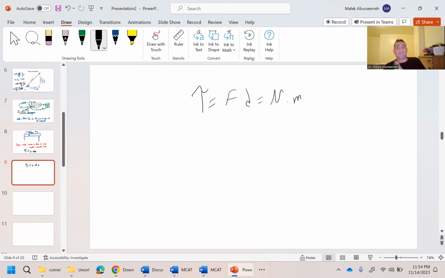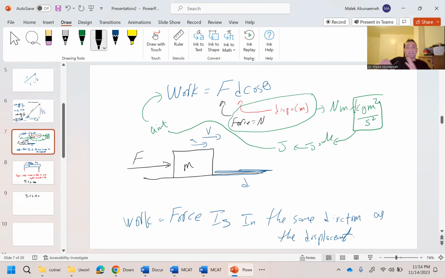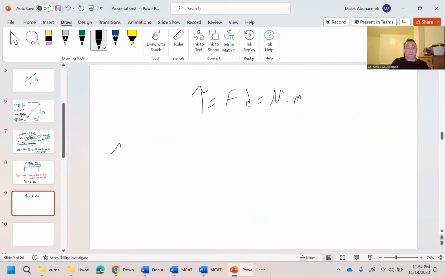But you're like, okay, hold up, Malek. You said that the work in newton meters was a joule. They're the same as the torque? That's where we're going to have a little difference. No, it is not. The work is defined as the force being in the same direction as the displacement. So basically, your work is your F d cosine theta. Your torque is defined as your force being perpendicular to the displacement.